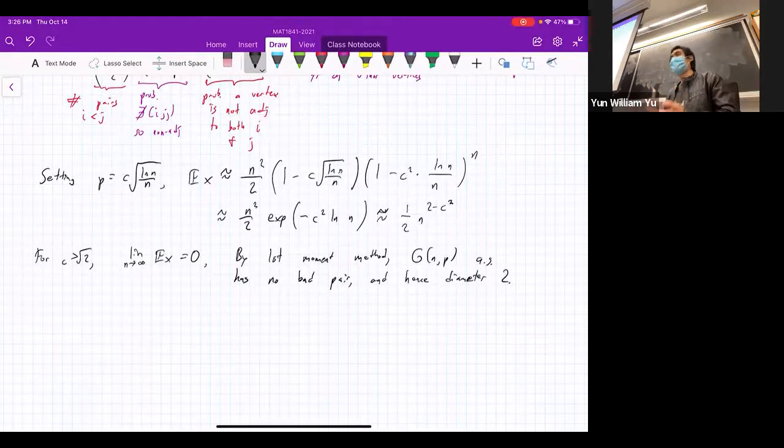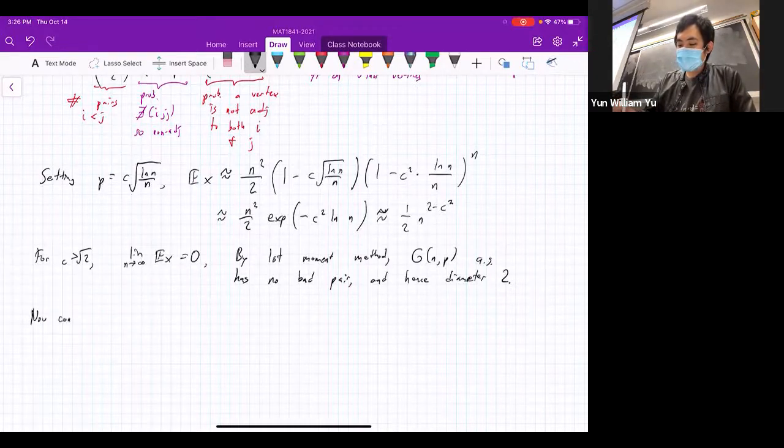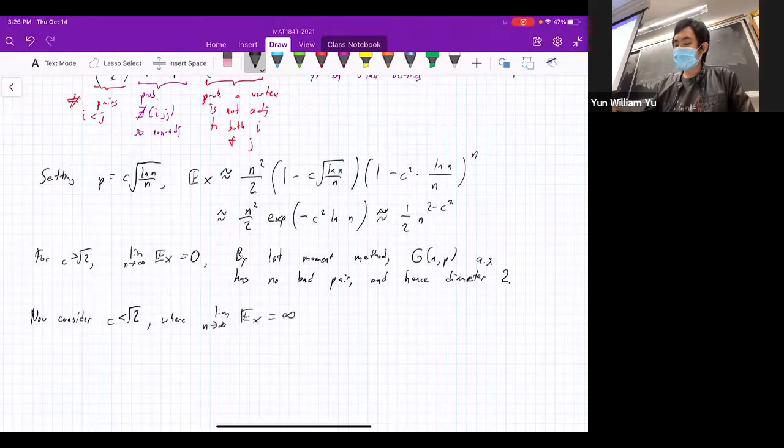The other direction is the hard direction, which is to show that when c is less than root 2, well, then you almost surely do have a bad pair. And so now, let's consider that case. So consider c less than root 2, where we have the limit as n goes to infinity of the expectation of x is equal to infinity, right? We know this because we were just plugging that in. But unfortunately, just knowing the expectation is not enough to use the second moment method. You need the second moment of the random variable x. So we will use the second moment method.